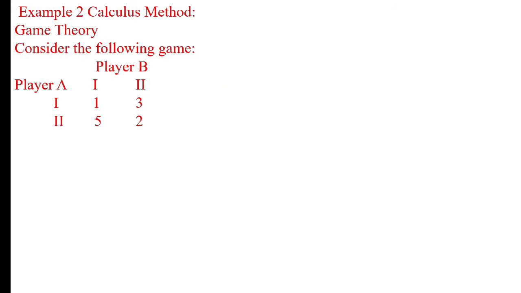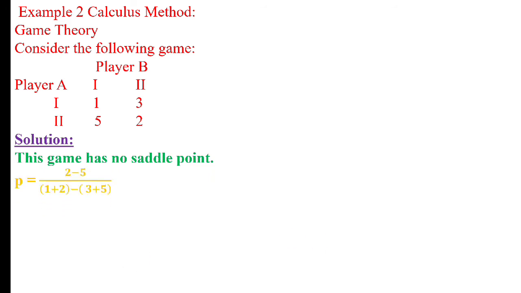Then another format. So here also there is no saddle point. So substitute AD minus C: 2 minus 5. So simplify, we'll get 3 minus 8. So minus 3 divided by minus 5. Both minus signs will be cancelled. We'll get 3 by 5. Then we'll go for 1 minus P: 1 minus 3 by 5. So we'll get 2 by 5.